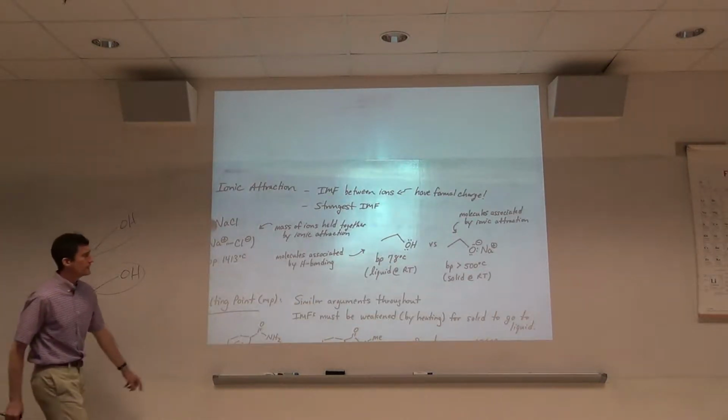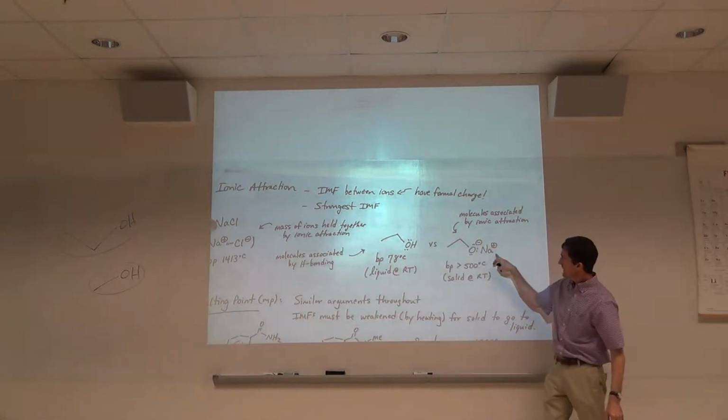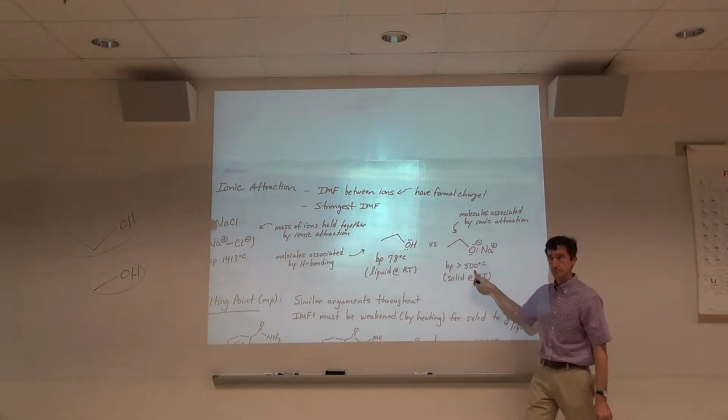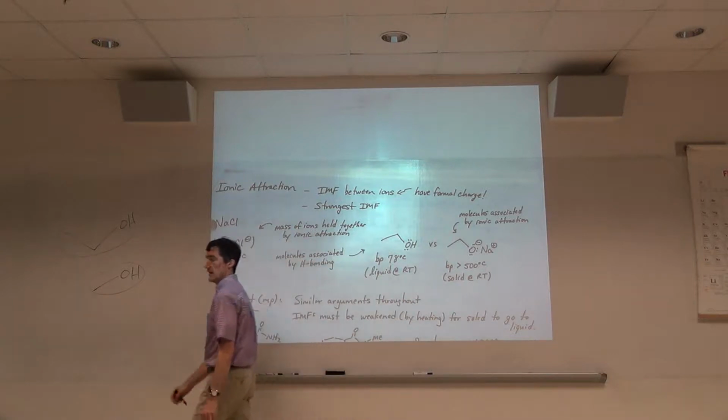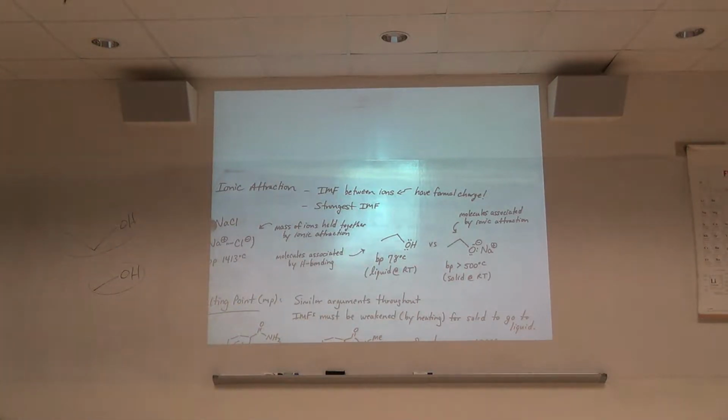For example, here, ethanol boiling point is 78, it's a liquid. If you make this ionic, like a sodium salt, the boiling point is greater than 500 now. And it's probably going to be a solid. Things that have super strong intermolecular attraction are more solids.